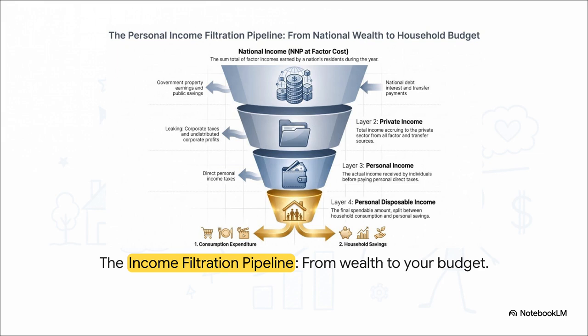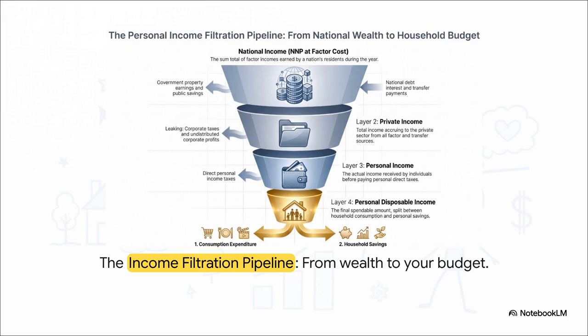I want you to picture this entire process as a giant, slightly leaky funnel. At the very top, the widest rim of this funnel, capturing absolutely everything, is national income. In strict economic terms, national income is defined as the net national product at factor cost. It's the sum total of all factor incomes earned by a nation's residents during the year. But here's the catch. You don't actually get to take all of that home.